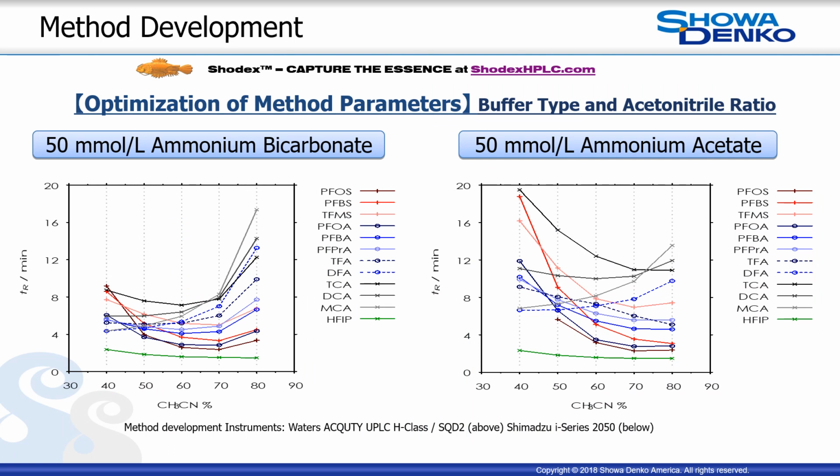Samples were dissolved in 50% methanol for best volatility and ionization. Sulfonate PFAS species sensitivity was consistent with both buffers. However, sensitivity of carboxylic acid PFAS species improved significantly by using an acetate buffer, as shown in the figures. Therefore, ammonium acetate buffer was selected for final development.